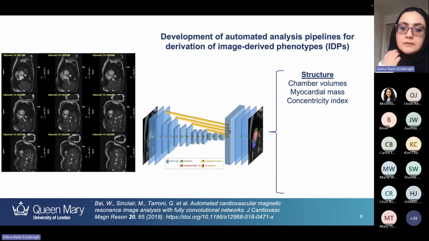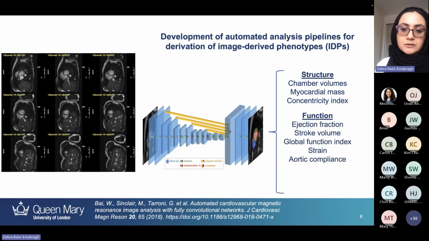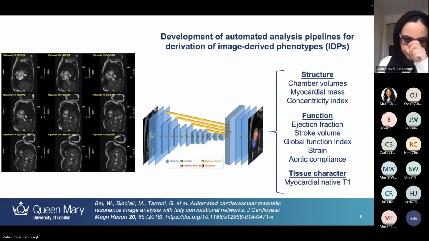So, for example, we can obtain measurements of volume of all 4 cardiac chambers. We can have measurements of the myocardial mass, so the amount of mass in the left ventricle. We can also obtain more advanced measures of shape, such as a concentricity index. We have measures of chamber function and also measures of myocardial character, such as native T1, which I'll talk to you more about later in the talk.